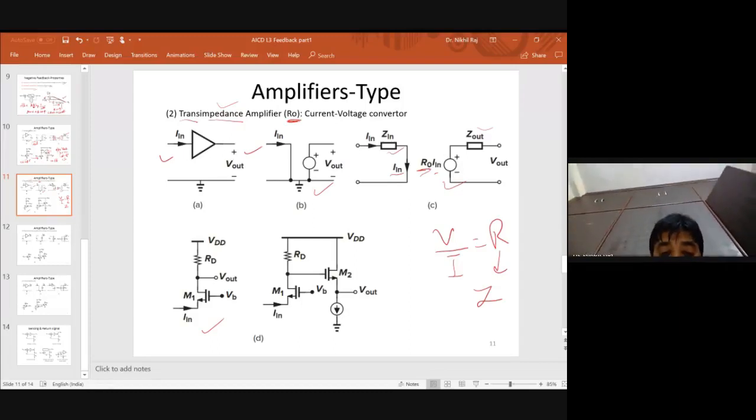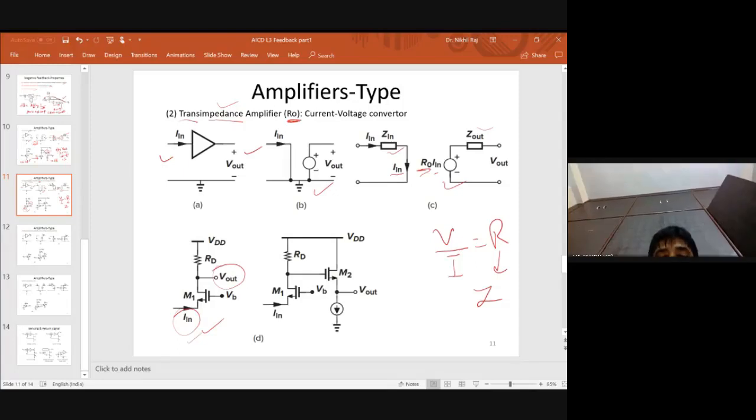Now in this circuit, current is given as the input. What is the output here? V out is taken as the output. This means definitely, if we need to calculate the transfer function, it is the ratio of V out by I in. Once the picture comes that it is V out by I in, we are nothing but talking about the transimpedance amplifier. So from here we can deduce it is a transimpedance amplifier.